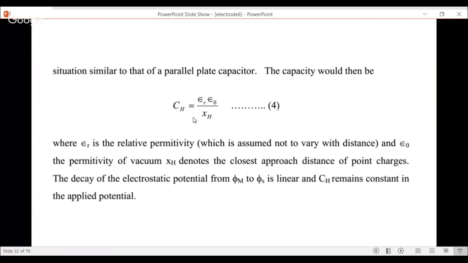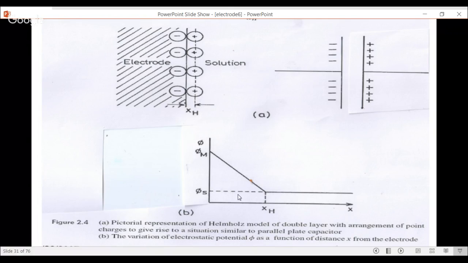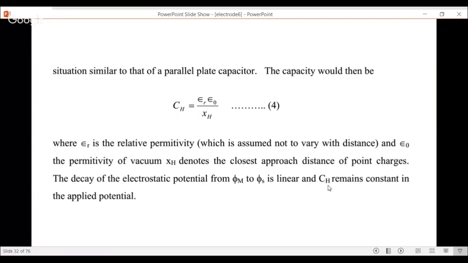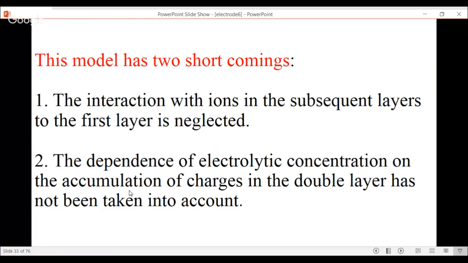The capacitance of the double layer is given by epsilon r and epsilon 0 divided by the distance between the two plates. Epsilon r is the relative permittivity, which is assumed not to vary with distance, and epsilon 0 is the permittivity of vacuum, and x denotes the closest approach distance of point charges. The decay of the electrostatic potential from psi m to psi s, the solution phase potential, is linear, and CH remains constant with the applied potential. This is the consequence of this.